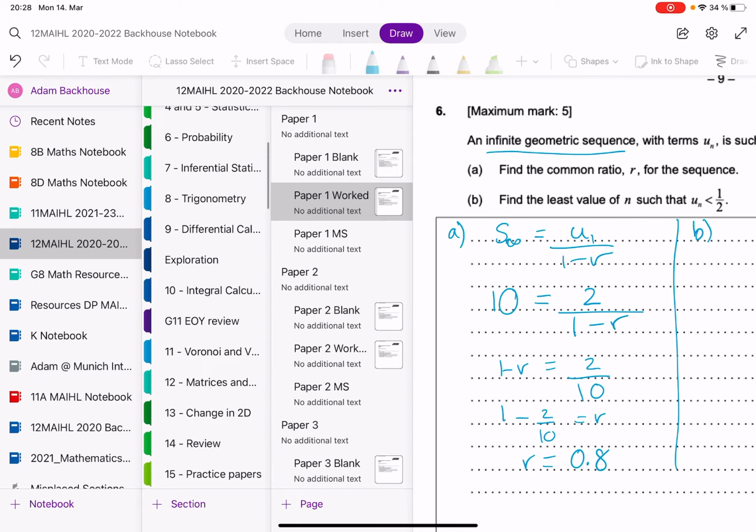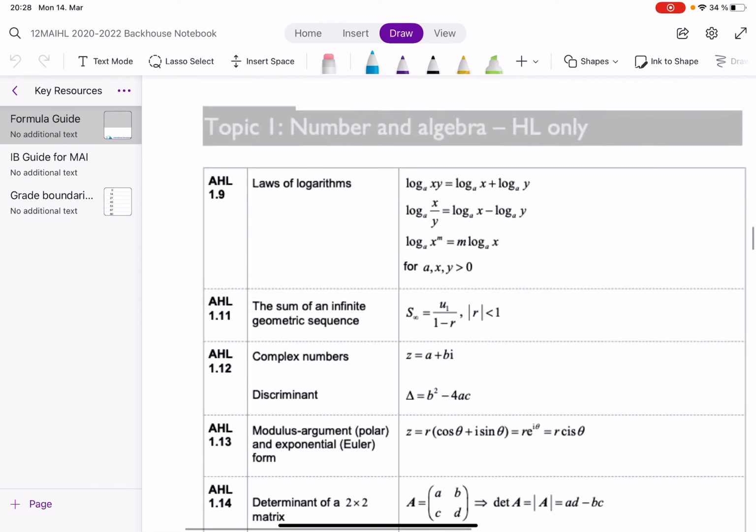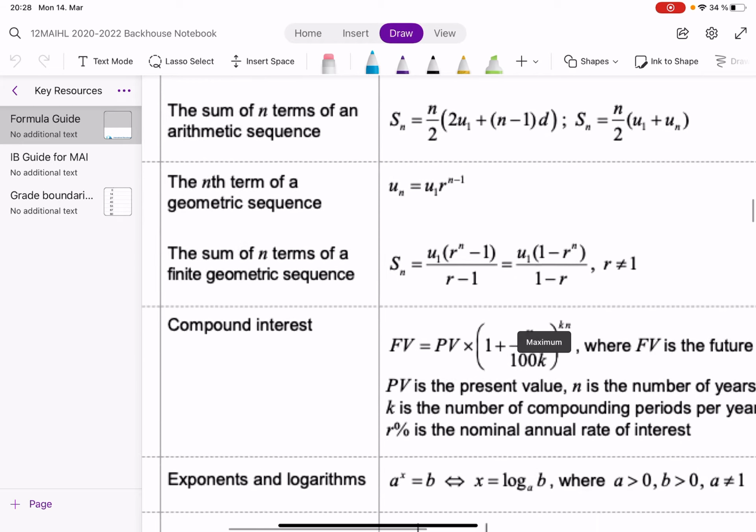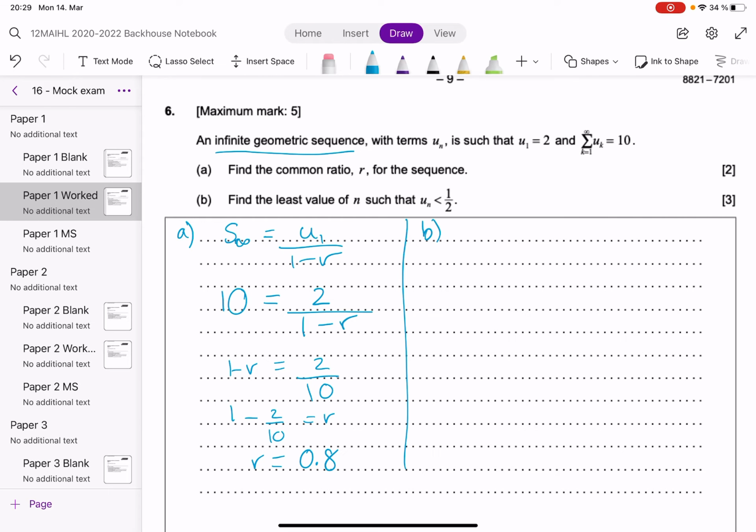Okay, let's go back to our formula guides. We want a formula for un, and it was a geometric sequence. So the nth term of a geometric sequence is this one here, u1 times r to the n minus 1. Find the least value of n such that that term is less than a half. Right, we want this to be less than a half. So u1 times r to the n minus 1 is less than a half.